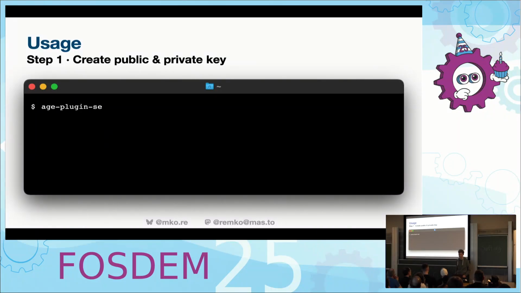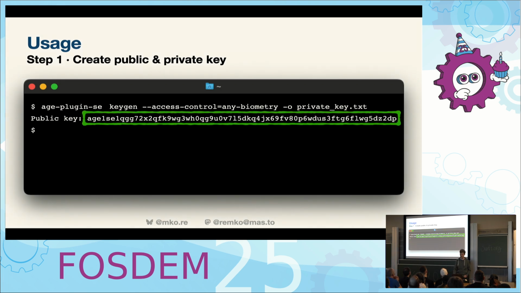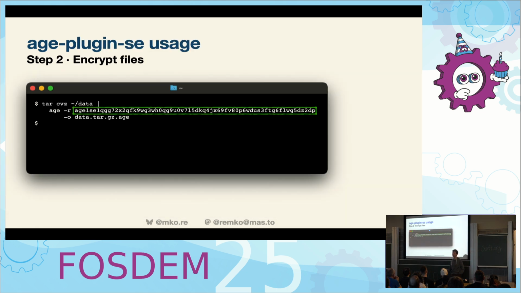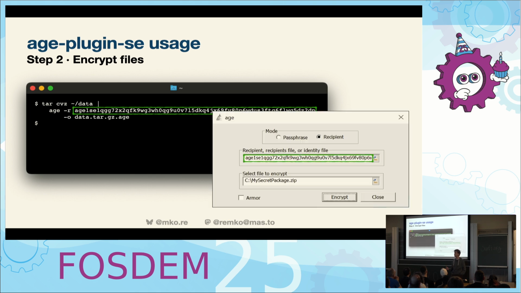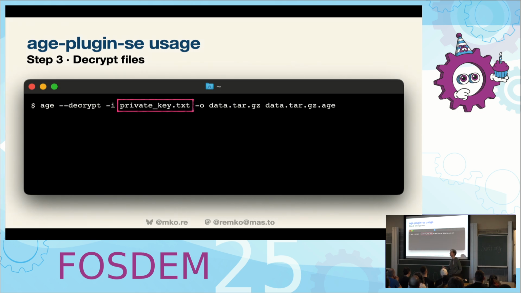The plugin is actually a single binary, which you start by invoking to create a key pair. The private key you keep to yourself, and the short public key you can send to others. Using this short public key, you can now encrypt any file on any device, even running a completely different OS. To decrypt the files, you need the private key and the Secure Enclave with which this private key was created.